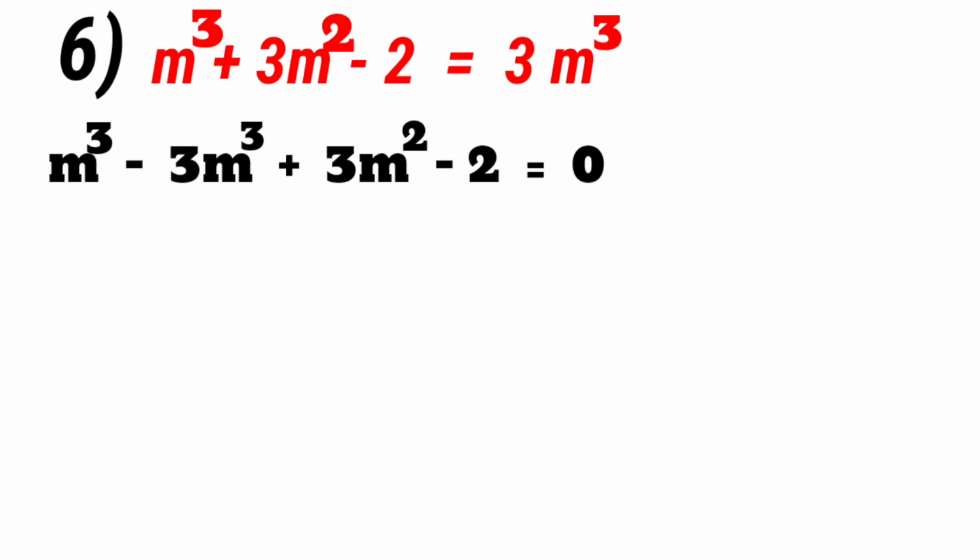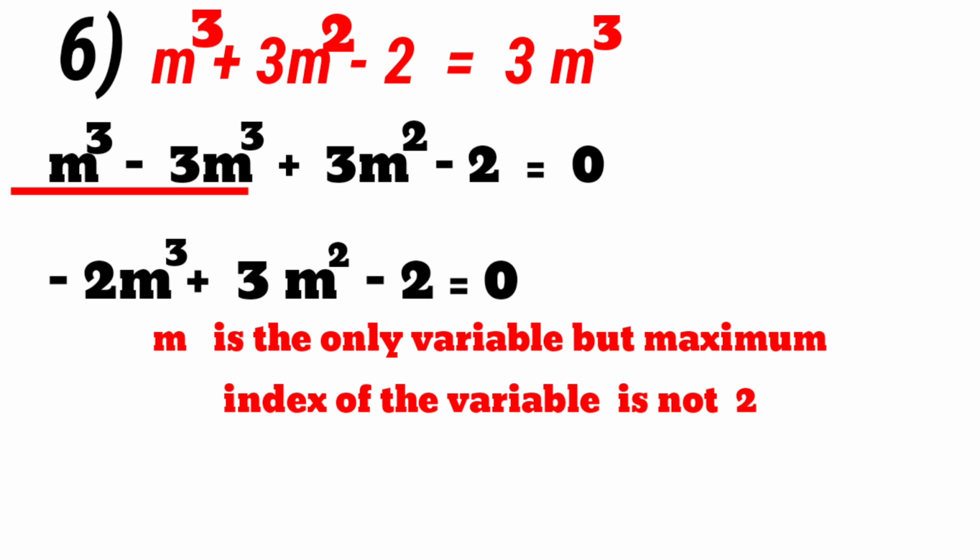M cube plus 3m square minus 2 is equal to 3m cube. 3m cube written from right side to left, change the sign. M cube minus 3m cube is equal to minus 2m cube. Minus 2m cube plus 3m square minus 2 is equal to 0. Index of the variable is not 2, so it is not a quadratic equation.